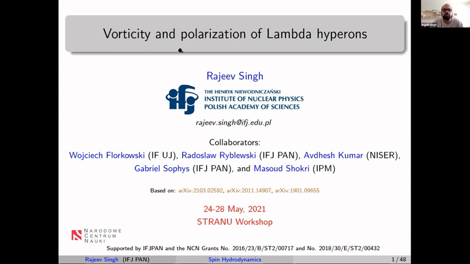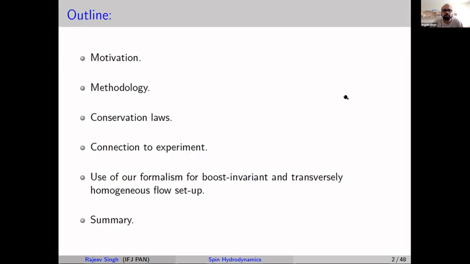I'll be talking about the evolution of spin polarization of the lambda hyperons. So this is my outline. I'll begin with motivation, then go through how this framework works and what the main constituents of this framework are, and how this framework can be compared to the experiment. Then I'll give a small example of how this framework can be used for realistic simulations, and then I'll go to the summary.